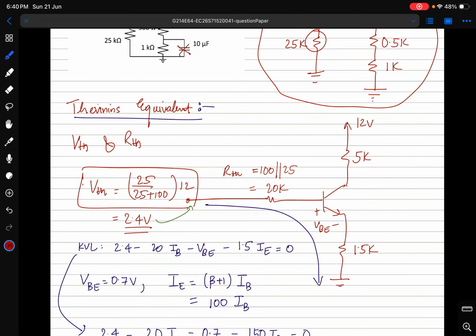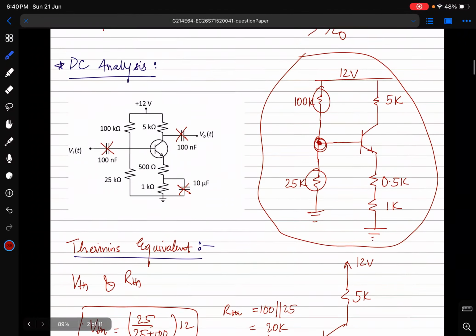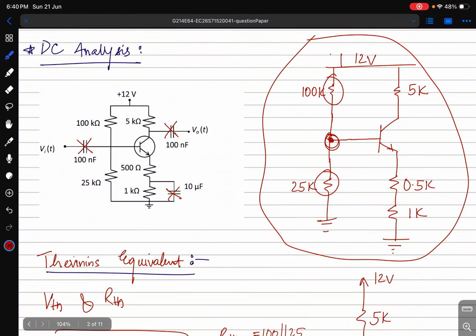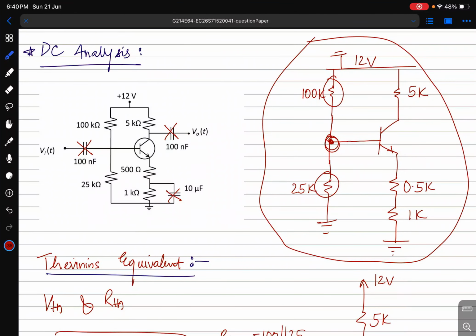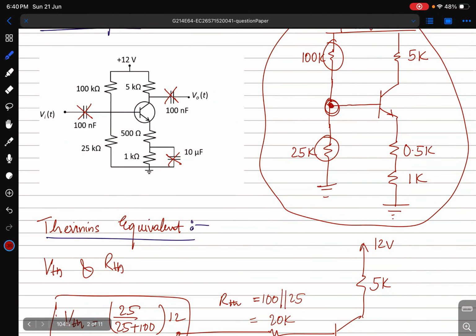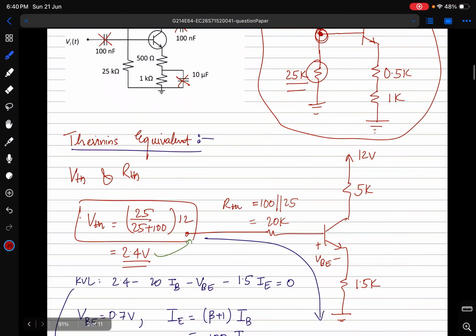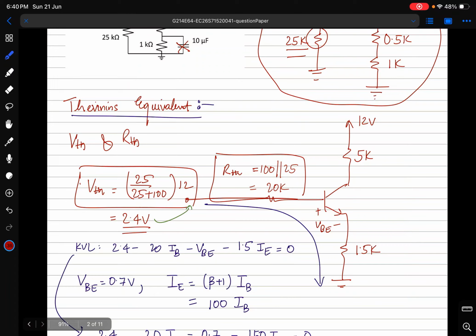So we got VTH, let's move to RTH. For Thevenin's resistance, we have to ground this node. When we ground this node, these resistances 100K and 25K come in parallel. So RTH comes out to be 100 parallel to 25, which is 20K. So we got VTH and we got RTH.